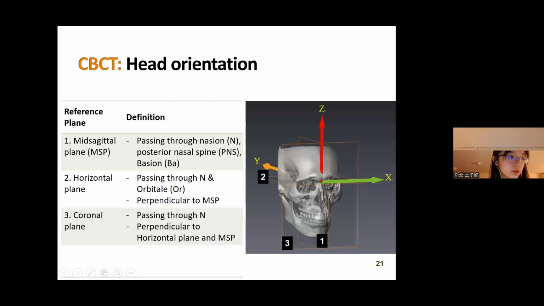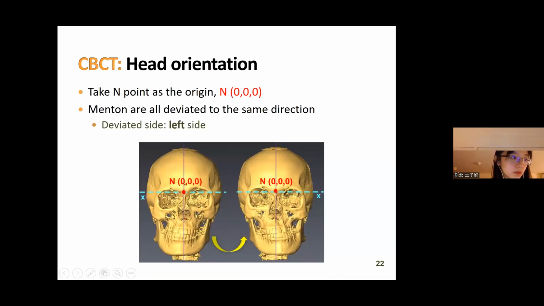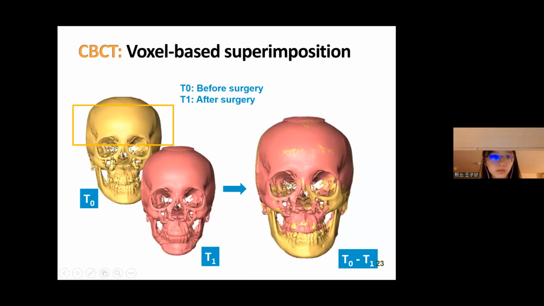The head was reoriented based on the landmarks of PNS and the center of the orbits to define the mid-sagittal plane, horizontal plane, and coronal plane. We take the endpoint as origin. Before analysis, all images were flipped over so midlines were all deviated to the left side. After head orientation of T0, in T1, 3D models were superimposed with T0 at the anterior cranial base and forehead region.